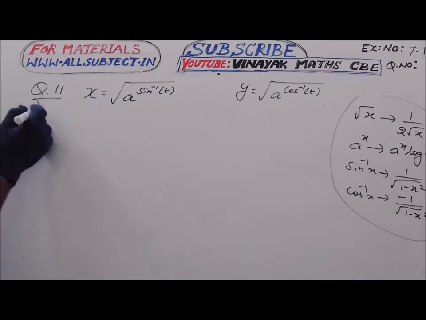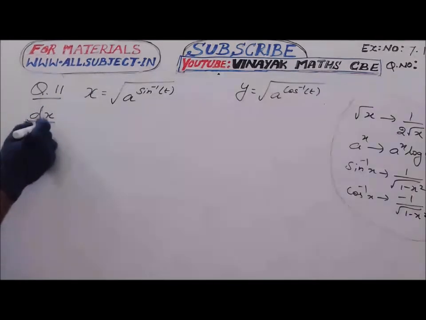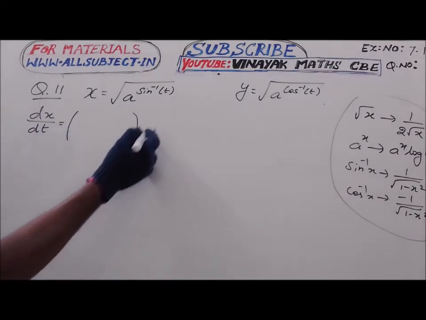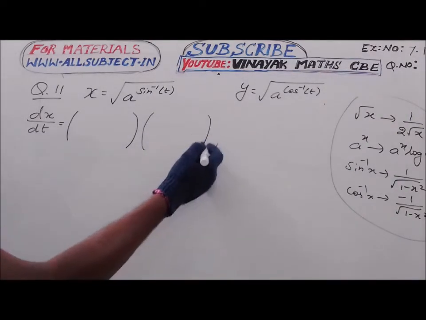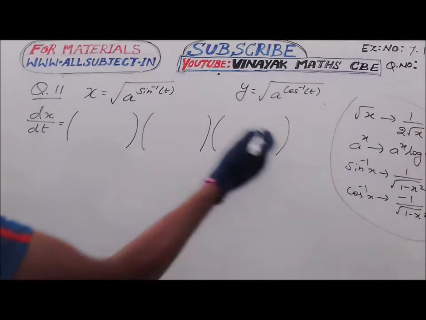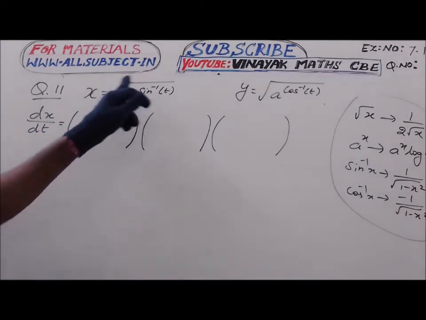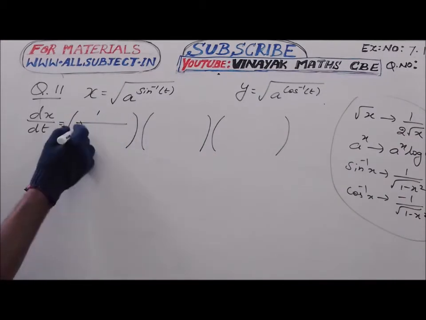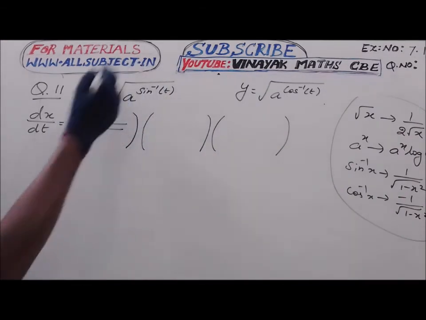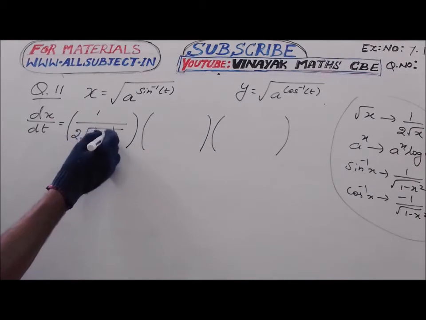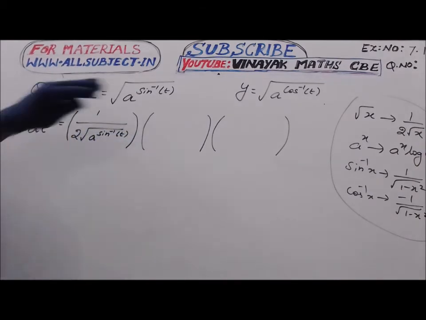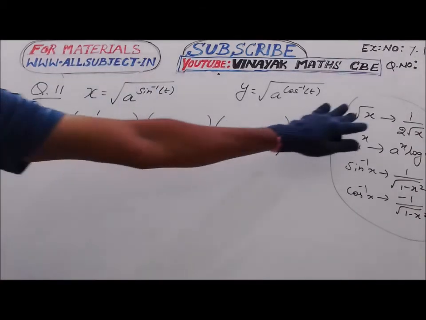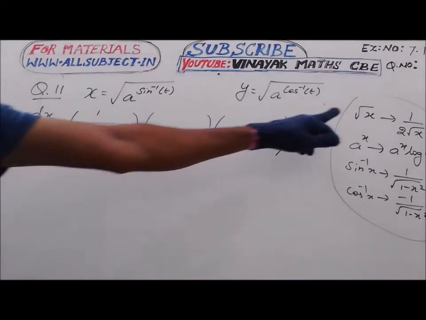Now dx by dt, listen carefully here. Dx by dt equal to, there are three functions. One is square root, another one is a power x, the last one is sine inverse x. Substituting in it, for root x it means 1 by 2 root x. So 1 by 2 into root of a power sine inverse t. This is taken as the full x. So root x is 1 by 2 root x, by the root x formula we have completed for root x.